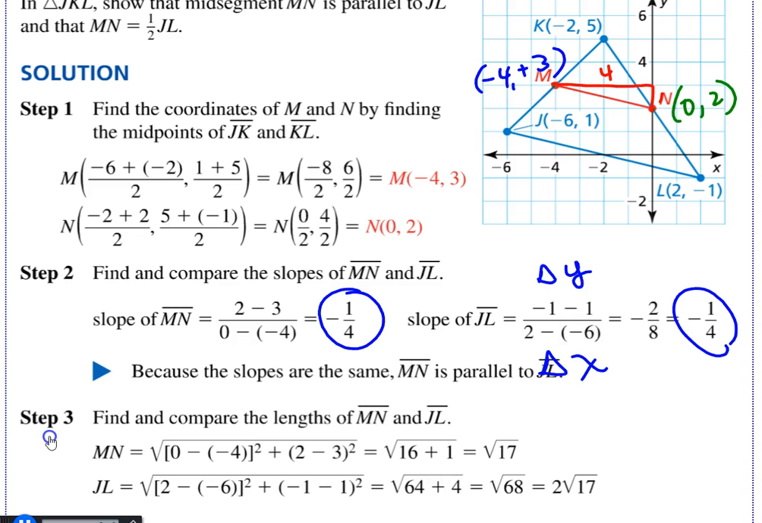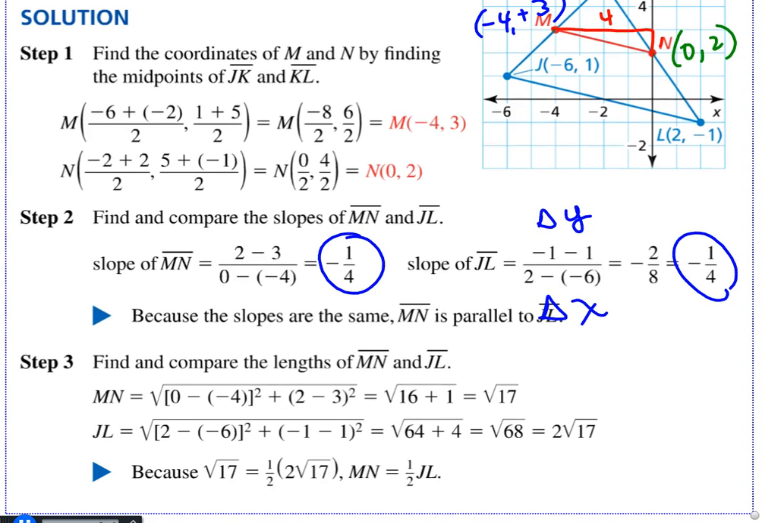Then we need to find the length of JL. Again, by using the distance formula, we find that it's the square root of 68. If you simplify the square root of 68, you see that it's 2 times the square root of 17. Now, if you'd rather work with decimals, that's perfectly fine. You'll still see what's happening if you work with decimals.